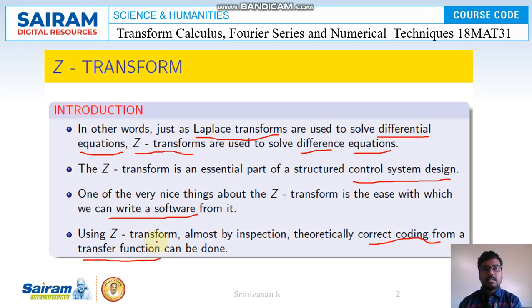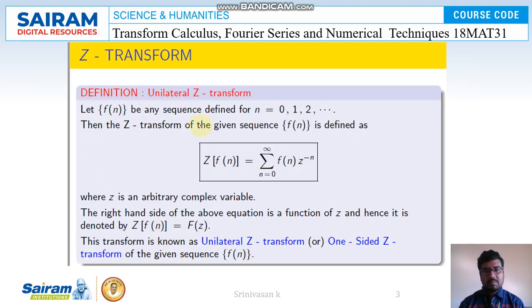Next we will discuss the Z transform definition. Let f of n be any sequence defined for n equal to 0 to infinity. Then the Z transform of the given sequence f of n is Z of f of n equal to summation n equal to 0 to infinity f of n into z power minus n. So this formula is called the unilateral Z transform. There are two types: one is unilateral, another one is bilateral.